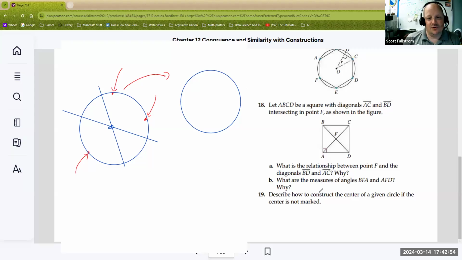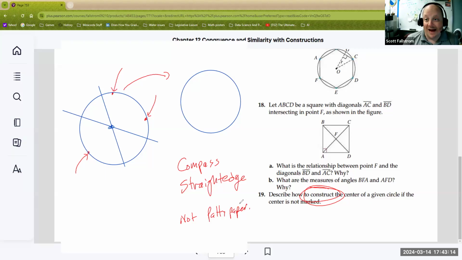Now, just so we're on the same page, when they say construct, they're talking about compass and straight edge. They are not talking about patty paper. Now, if you had patty paper, absolutely. In a sense, you could fold this part of the circle over onto this other part of the circle, line them up, make a crease, and then repeat that process.